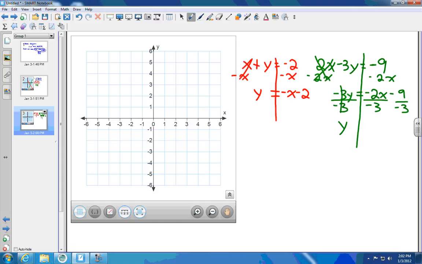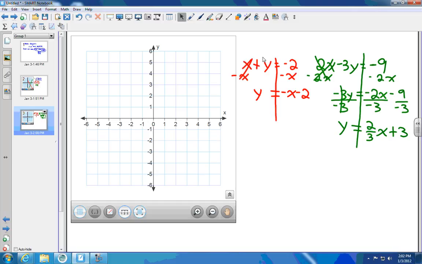So y, positive y, equals, what would you get there with the x? Would it be positive or negative? Positive 2/3 x. And then -9 divided by -3 would be +3. So you've got them both solved for y. What would we do next then?